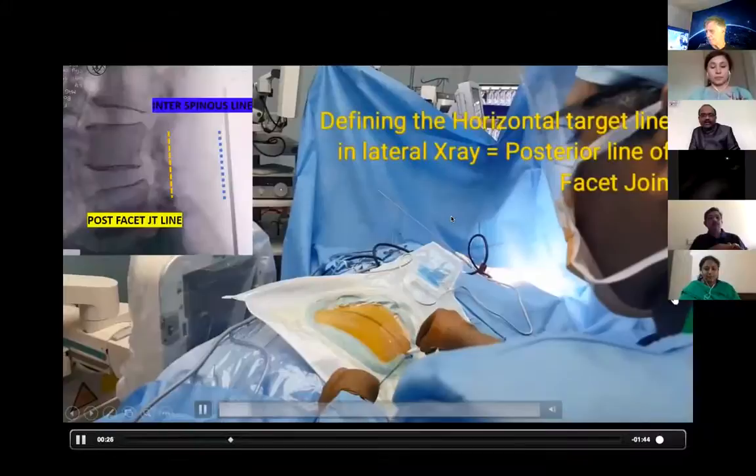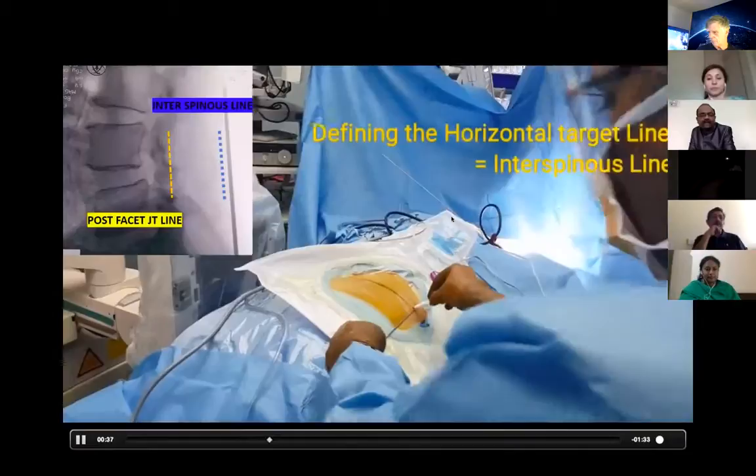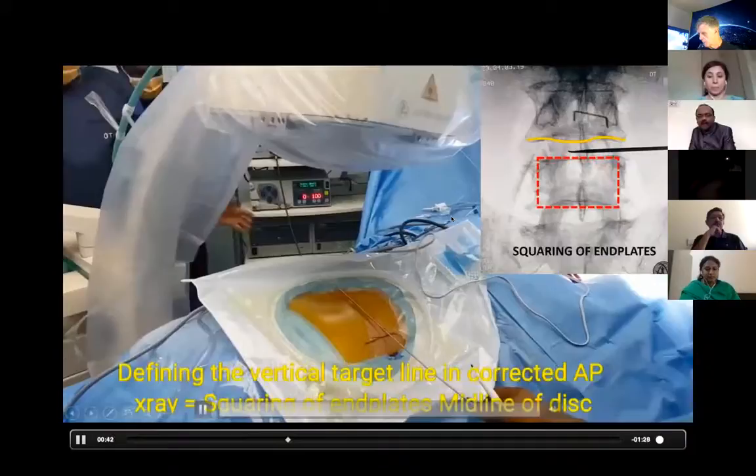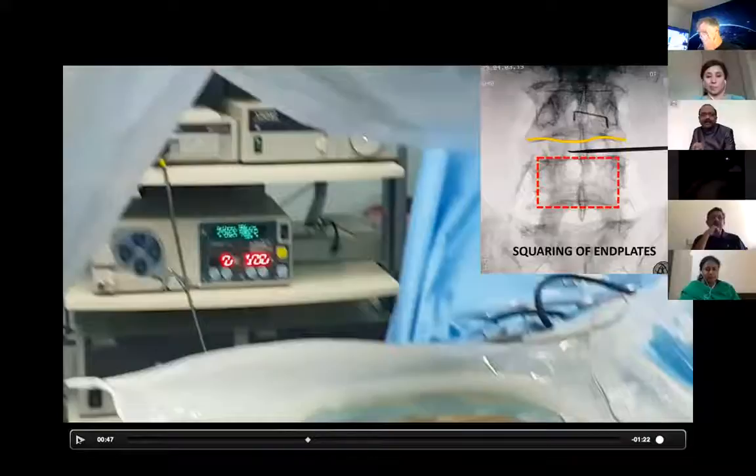Here I want you to concentrate on these two lines, the posterior facetal joint line and the interspinous line. The interspinous line is the tip of the spinous process, and the posterior facetal line is along the posterior part of the spine, the facets. If you enter anterior to the posterior facet line, there is a risk of entering into the peritoneal cavity and also a risk of injuring the kidneys. So you have to go behind the posterior facet line.